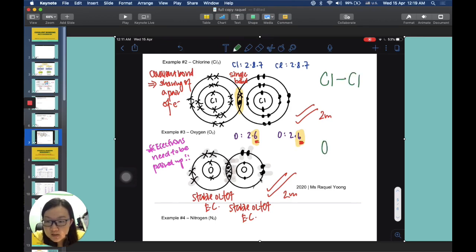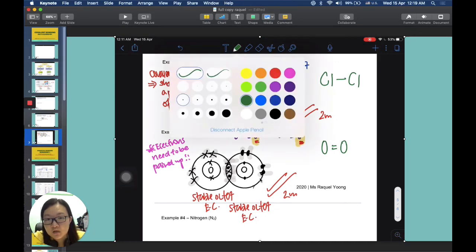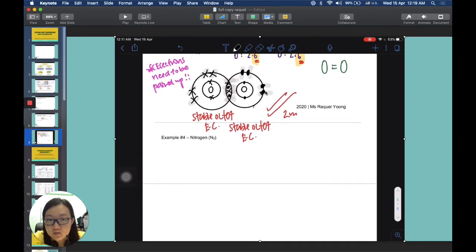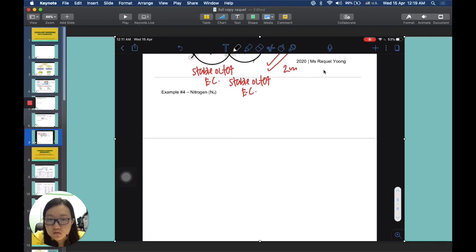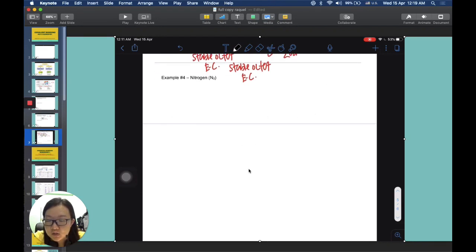So just now I said there's another form of representation. If you write a single bond like this, it represents two electrons being shared. So for instance, for chlorine here, single bond. Then for oxygen, oh no, I scrolled away already. For oxygen, you share two pairs of electrons. That's why it's O, then double bond, O.